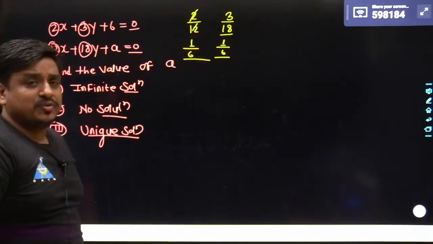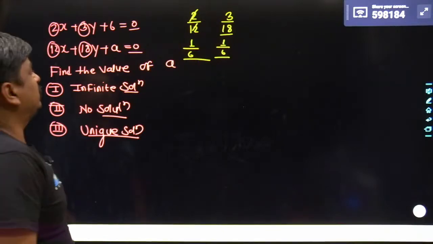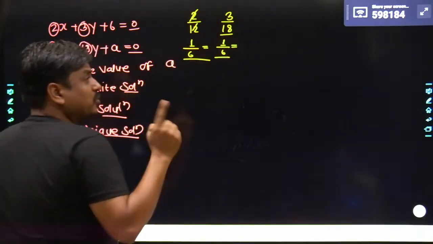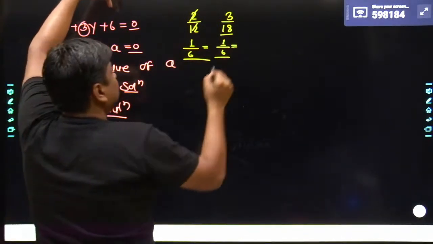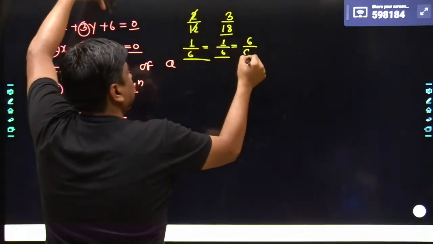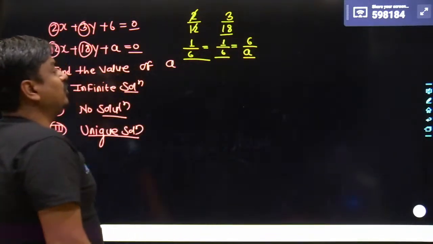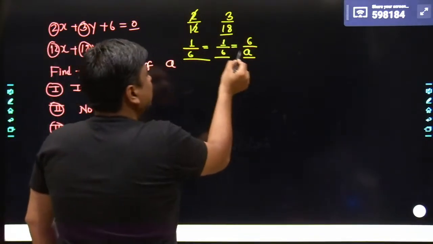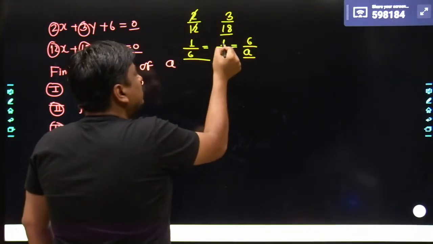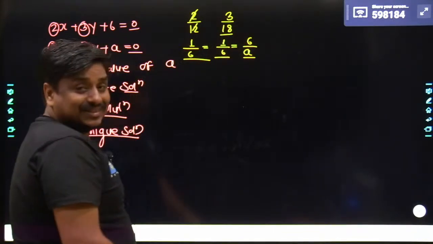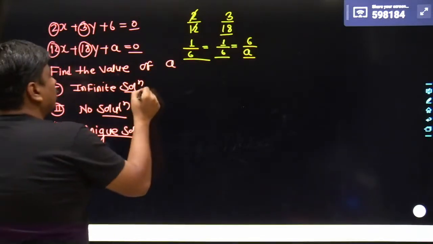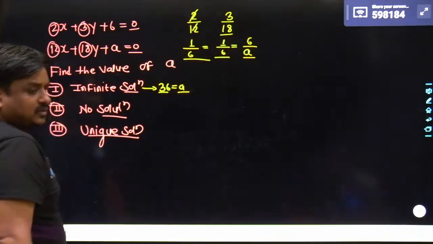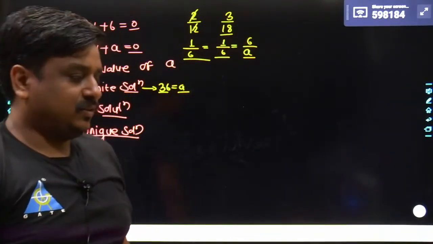If you want to create the situation of infinitely many solutions, my dear friends, a1 versus a2 has to be equal to b1 versus b2, which has to be equal to c1 versus c2. What was c1? c1 is 6. So the ratio of 6 divided by a should also follow the ratio of 1 upon 6. Once you cross multiply, a multiplied with 1 becomes a, and 6 multiplied with 6 becomes 36. So for infinitely many solutions, the value of a has to be precisely 36.